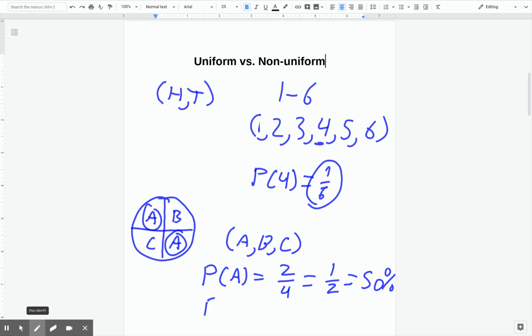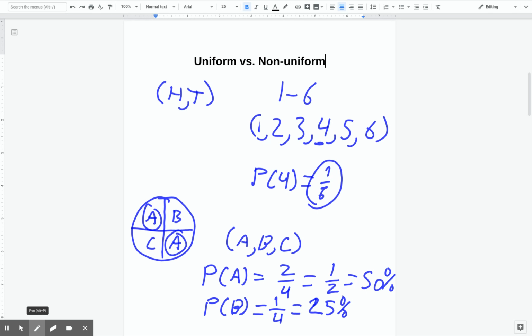But let's look at our probability for B. Since we only have one B, and we also only have one C, the same probability is going to be true for B and C. We only have one chance to get a B out of 4 possible outcomes. So that's going to be 1/4 or 25%.